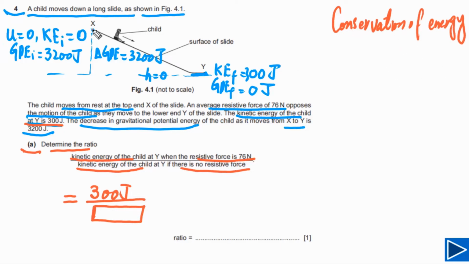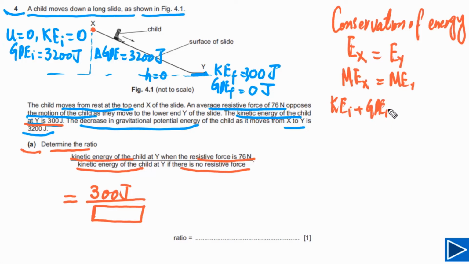Now, if we apply conservation of energy, the total energy at X has to be equal to total energy at Y. If there is no resistive force, it means mechanical energy is conserved. We can simply say mechanical energy at X has to be equal to mechanical energy at Y. Mechanical energy simply means kinetic energy initial plus gravitational potential energy initial.